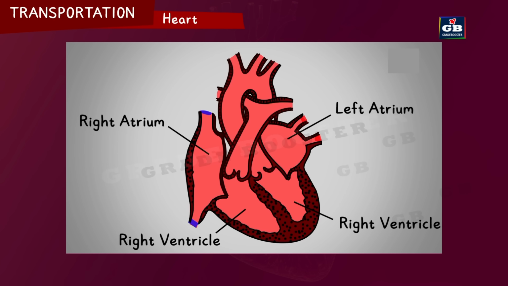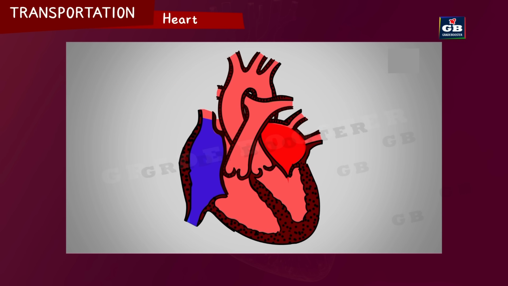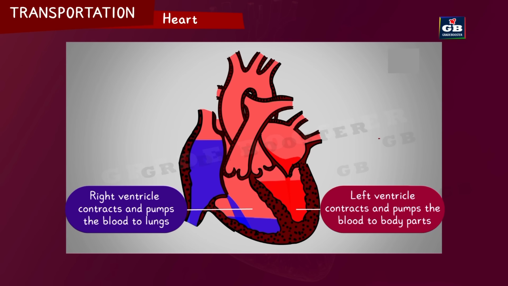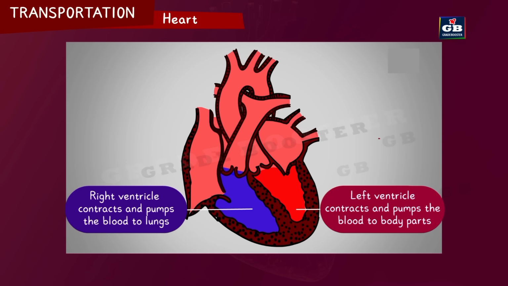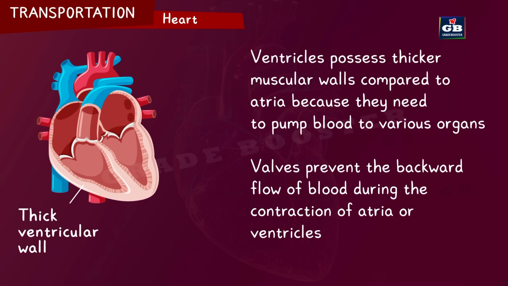At first, the left atrium and right atrium get relaxed or dilated. Then the left atrium gets the oxygenated blood from the lungs. The right atrium gets the deoxygenated blood from the body parts. Now both these chambers contract and pump the blood into the bottom chambers. Now the left ventricle contracts and sends the oxygenated blood to the body parts. At the same time, the right ventricle pumps the deoxygenated blood to the lungs. Ventricles possess thicker muscular walls compared to atria because they need to pump blood to various organs.